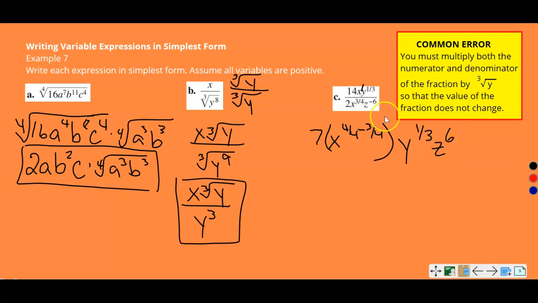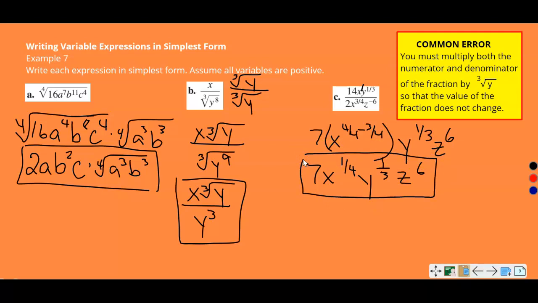So I'm not losing that negative sign. What I'm doing is just taking it off of the denominator here. So now we're going to have 7x. 4/4 minus 3/4 is going to be 1/4. And then y to the 1/3. It's already on top. It's positive, so it stays on top and stays positive. And now z to the 6th has moved to the top. So we no longer have a fraction. Okay, again, we're just using properties of exponents, properties of rational exponents combined with properties of fractions.